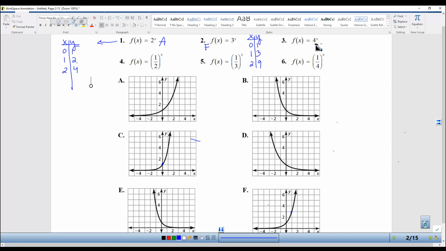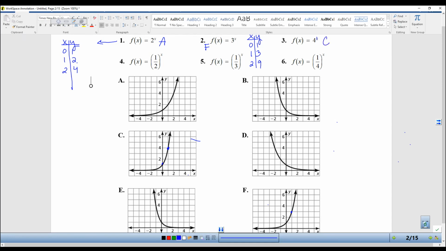And of course, there's only one choice left for ones that are going up. Let's see, C is the last one to be going up. But again, an easy point to check is when x is 1, I should get 4. And at 1, it is 4. So this one is C.